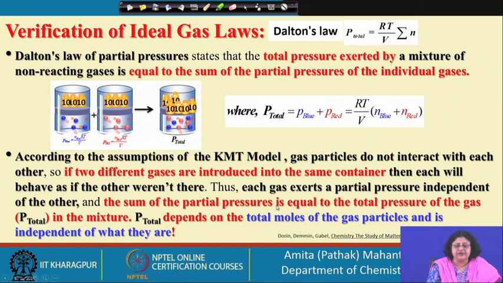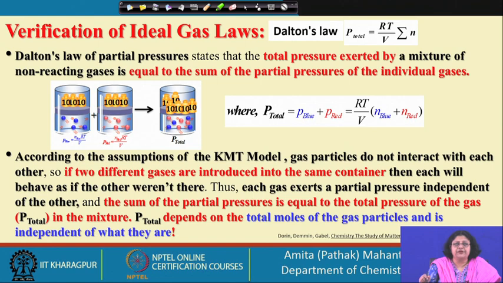If I take the sum of the partial pressures, I can take RT by V as common, and then what I get is the number of moles of the blue and the number of moles of the red. So, what I get is the expression of Dalton's law of partial pressure, that is, total pressure P equals RT by V times the summation of the number of moles. So, the total pressure depends on the total number of moles of the gas particles, and it is independent of the type of the gas which we are talking about.